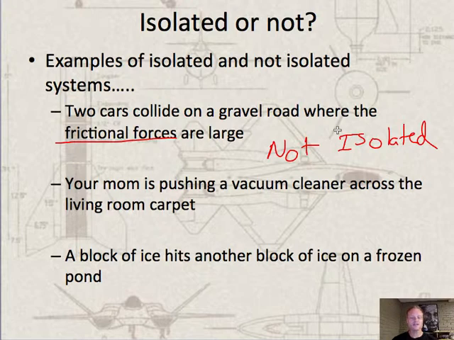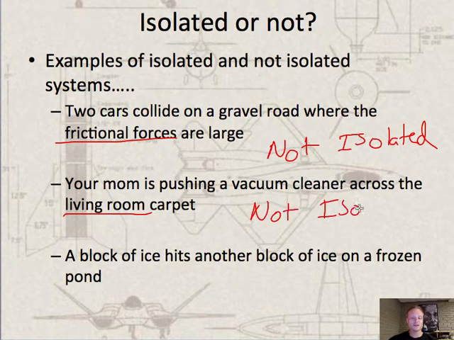Your mom is pushing a vacuum cleaner across the living room carpet, and we'll say this carpet's relatively plush and thick. Is that isolated or not? Well, again, if your carpet's pretty thick, this is not isolated because the frictional forces of the carpet are pretty dang strong. And so that's going to oppose the motion of the vacuum cleaner, and so you don't really have an isolated system there anymore. Here it says a block of ice hits another block of ice on a frozen pond.